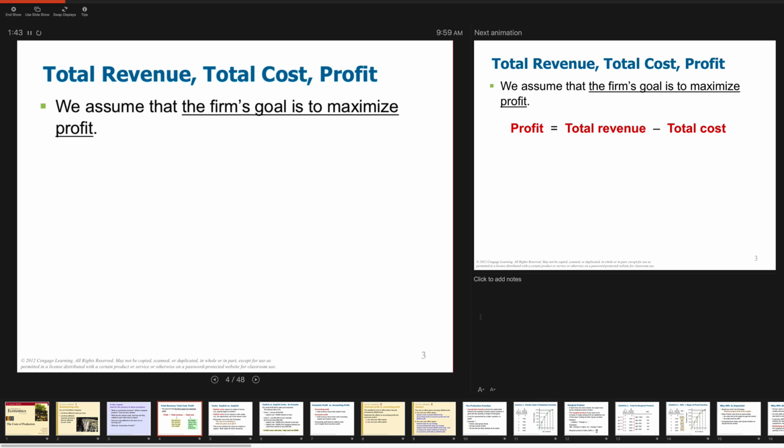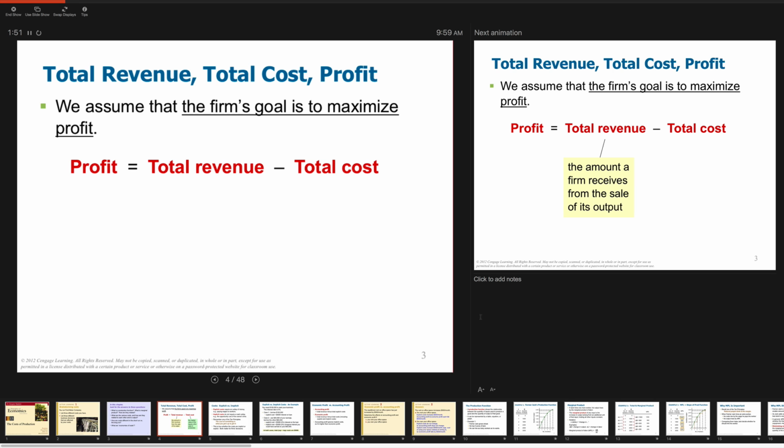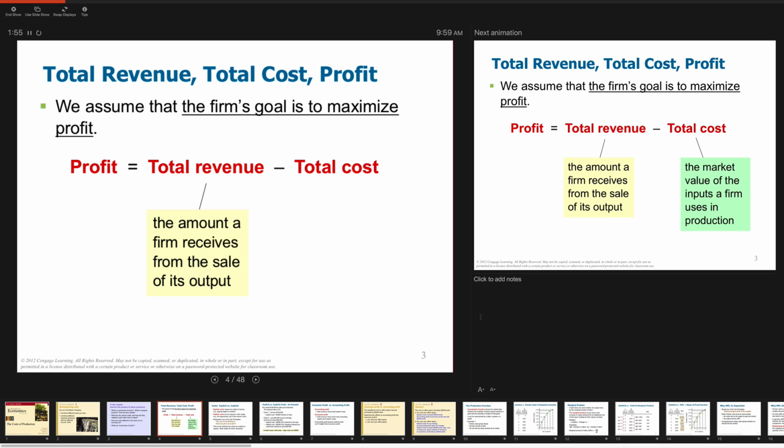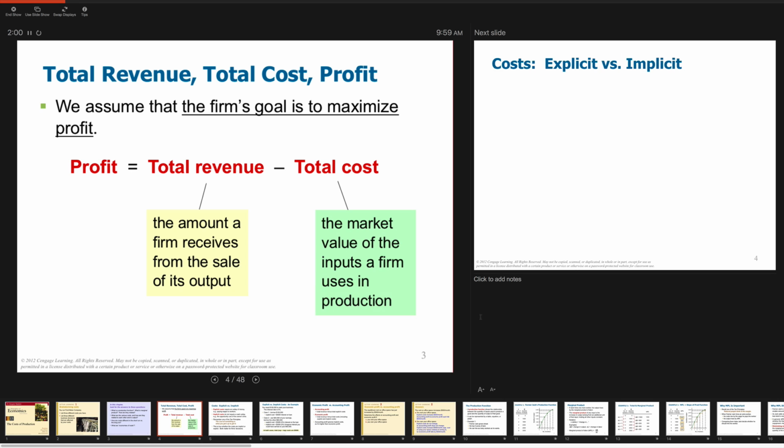Okay. We assume that a firm's goal is to maximize profit. Common sense, right? Why would a firm leave money on the table? Okay? Profit equals total revenue minus total cost. Total revenue is the amount that a firm receives from the sale of its output. Total cost is the market value of the inputs a firm uses to produce its output. Pretty common sense.